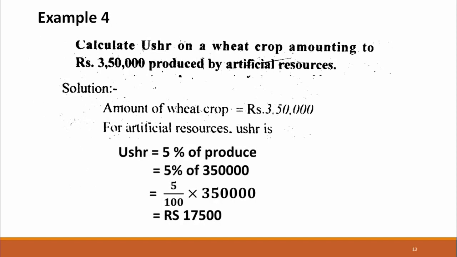So what will be the amount of ushr? Since the wheat crop is 3,50,000 rupees and the land is irrigated by artificial sources, we calculate the ushr amount at 5%. So 5% of the produce, 5% of 3,50,000, means 5 by 100 multiplied by 3,50,000. After simplification, we obtain 17,500 rupees as the amount of ushr at the rate of 5%, because the land is irrigated by artificial resources.